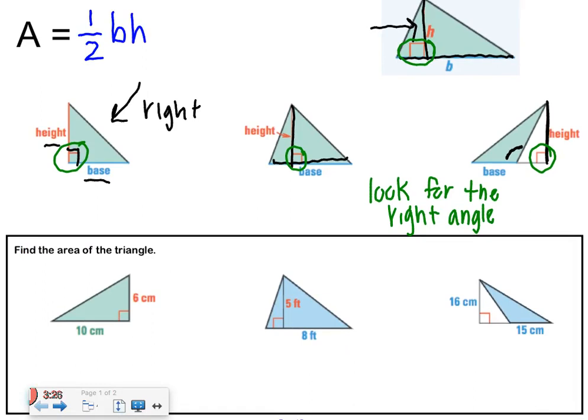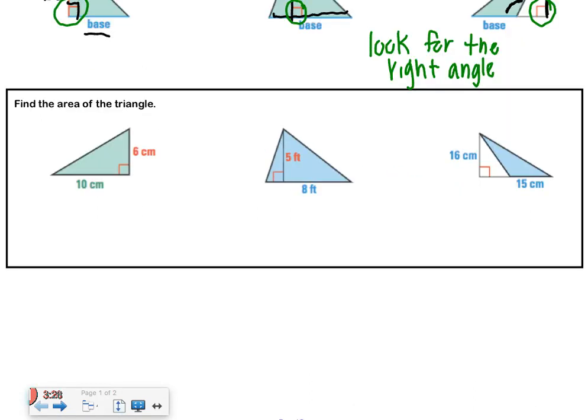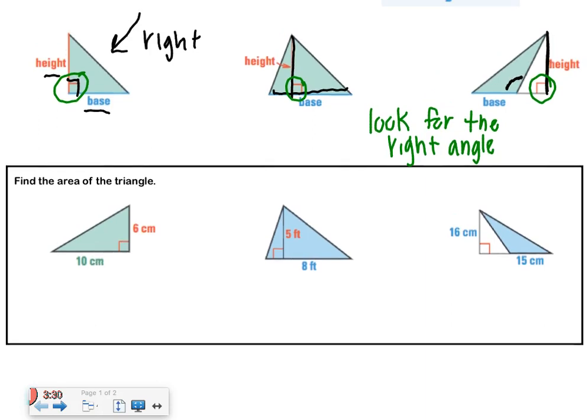Okay, so let's try some straightforward examples right here. It says find the area of a triangle. So again, area equals half base times height. Plug in half times 10 times 6. Crunching it out, half of 10 is 5. 5 times 6 is 30 centimeters squared.